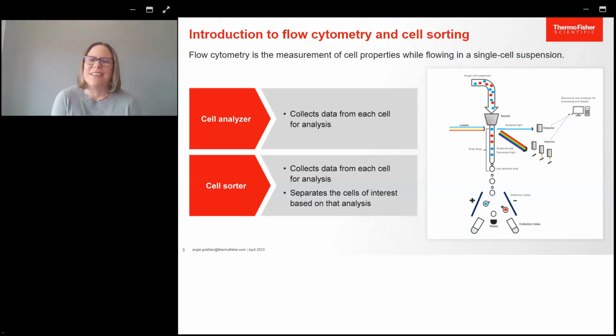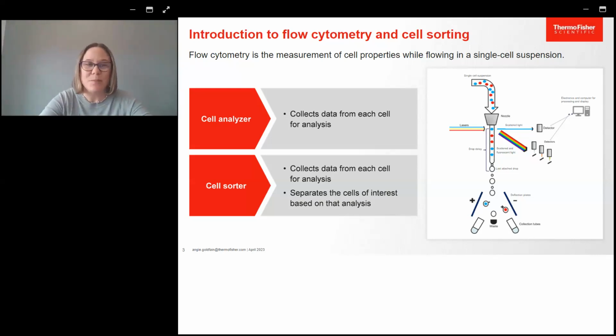The single cell suspension is in a carrier fluid, which is called the sheath. This presents the cell to that interrogation point, and that's where the lasers hit the cells in the stream of fluid passing by. From there, we collect light coming from each cell, separate by wavelength, and digitize for processing and display to the user. This is where the analyzer ends and the sorting picks up.